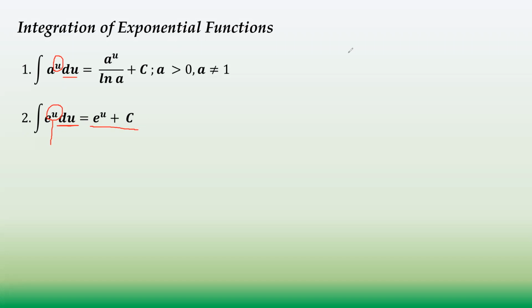Okay. Example. Say we have, number one, the integral of 2 raised to 5x dx. Okay, so here we have 2. 2 is a constant, so this falls under formula number 1, a raised to u. So your u here equals 5x. Okay, so take u. u equals 5x. Now, let's differentiate. The derivative of u is du, so we have du. Then du is equal to, the derivative of 5x is 5, 5 dx.